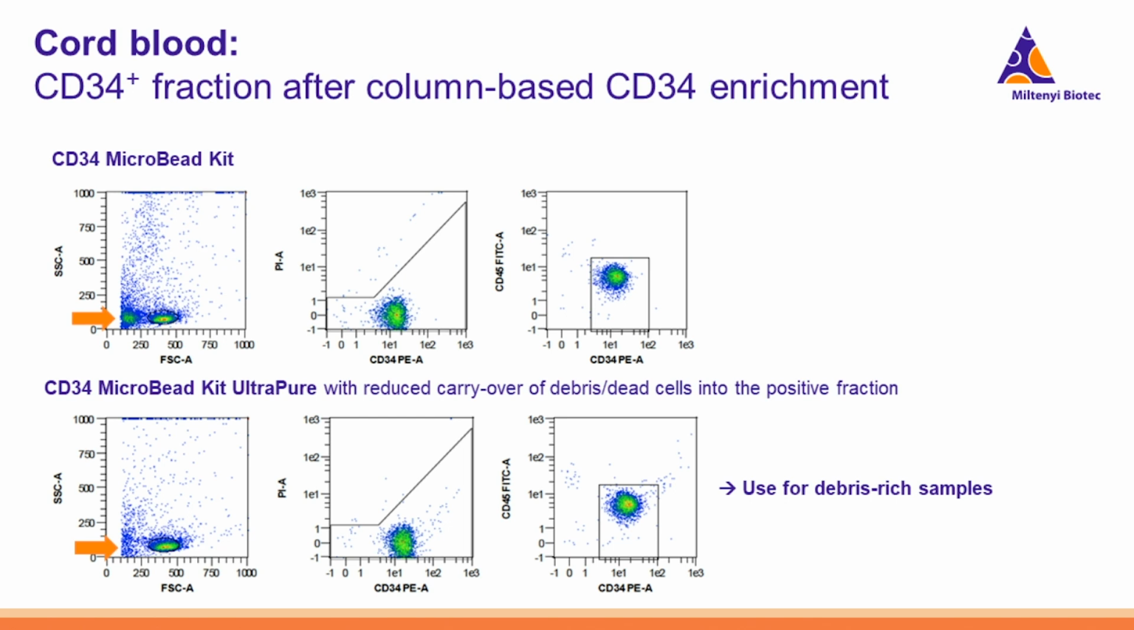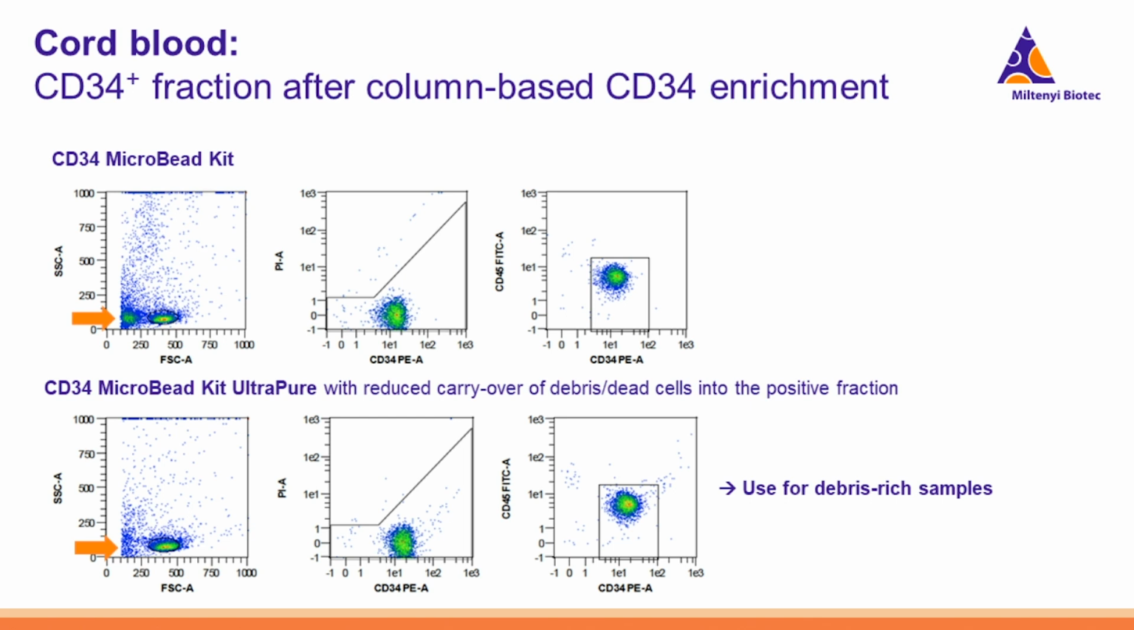CD34 is a well-established marker for HSCs. Our CD34 microbeads allow positive selection of human HSCs and progenitor cells from various starting material. The two introduced products allow an easy one-step isolation of CD34+ cells. The CD34 microbead kit UltraPure is the ideal choice for low-frequency and debris-rich samples, as it greatly reduces excess of dead cells and debris carryover.